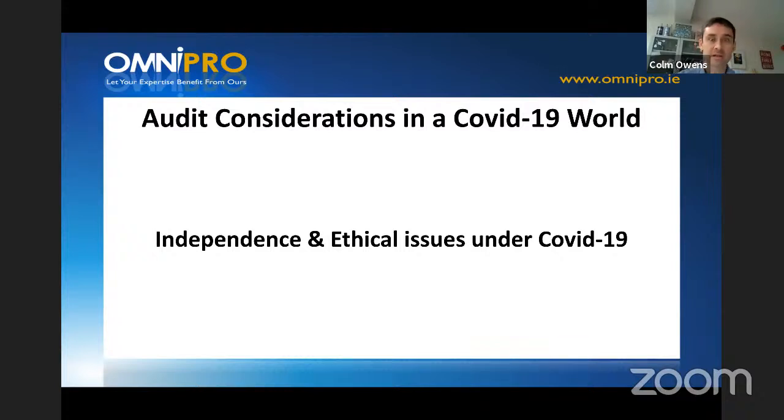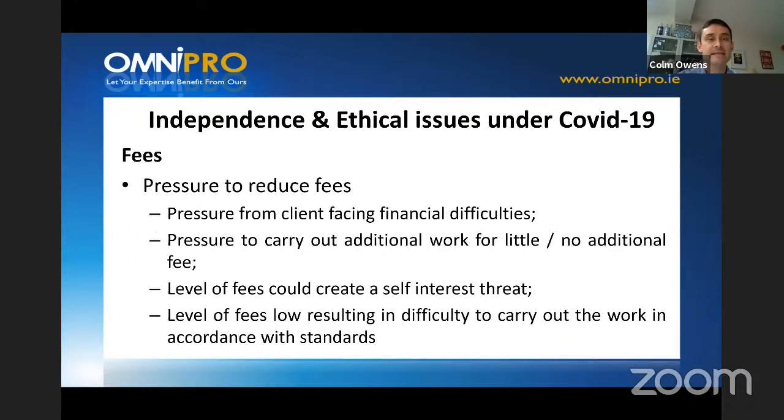So really, to jump into where we are, the first topic is independence issues. What's coming up here now is all the areas around fee issues. There's a pressure there to reduce fees, naturally enough. From an independence and ethical issues point of view, the third point there is: is the level of fees, the downward pressure on fees, creating a self-interest threat? You've got to bear that in mind, that your client's probably asking you to do more. They're facing financial difficulties. They're asking you to do more work without more fees.